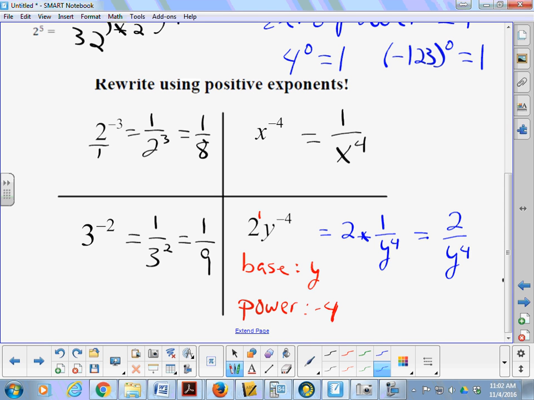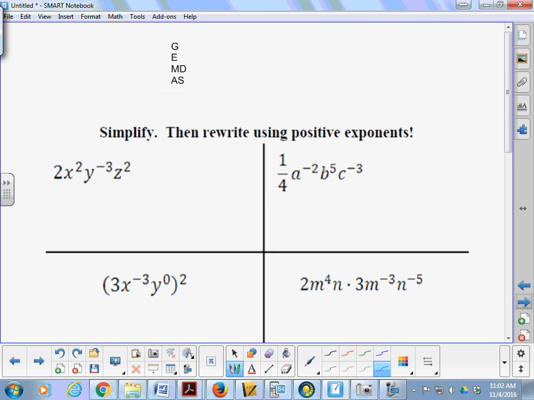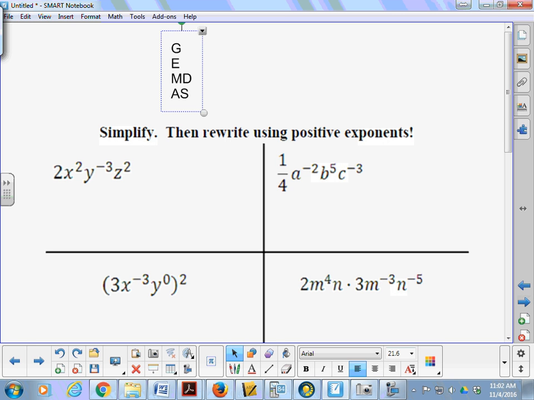So with negative exponents, if it's in the numerator, we're going to put it in the denominator, make it positive. If it's in the denominator, which we'll look at in a minute, we'll move them to the numerator and make them positive. So one thing to remember as these get a little bit more complicated is to remember our GEMDAS and how those apply also.